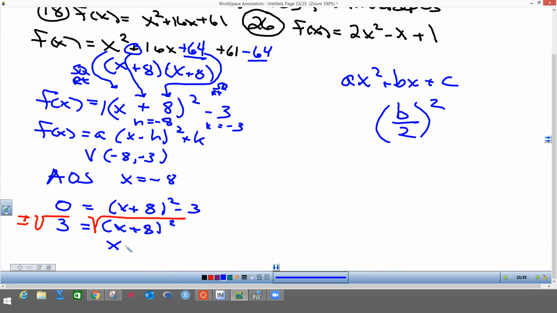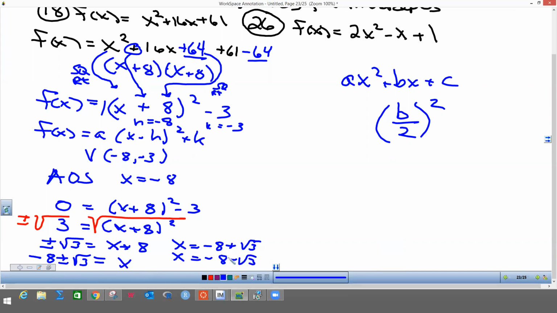So the square and the square root over here cancel out. So that gives me x plus 8. And over here I have a positive and a negative radical 3. The last thing I have to do is subtract that 8 over. So x is going to equal -8 plus or minus radical 3. So those are two different x-intercepts. One x-intercept is -8 plus radical 3, and the other intercept is -8 minus radical 3. That plus and minus means that's two different things. So these are the two x-intercepts right there.